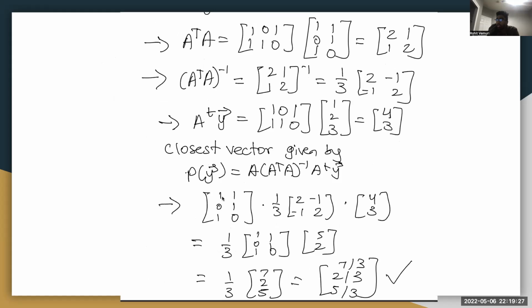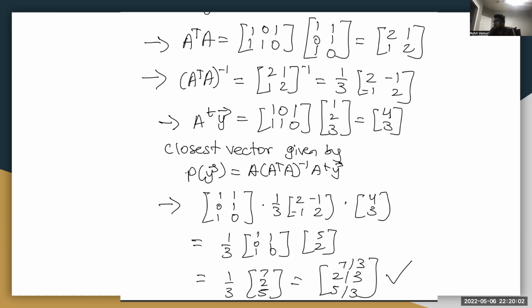Now let's look at the calculation. A transpose A, with A as (1, 0, 1) and (1, 1, 0), is equal to (2, 1; 1, 2). I'm not going to go over the exact mathematical calculations, but the formulas are what's more important here, and applying them. Now finding that inverse is done using the inverse formula, and then you do A transpose times y, where y is (1, 2, 3) in this case, and A transpose is given to us already from the previous formula.